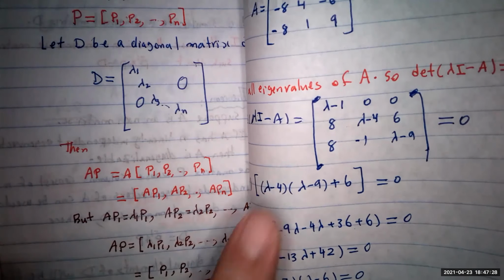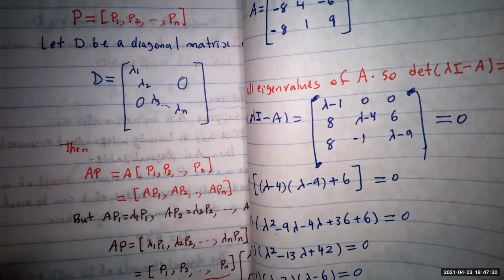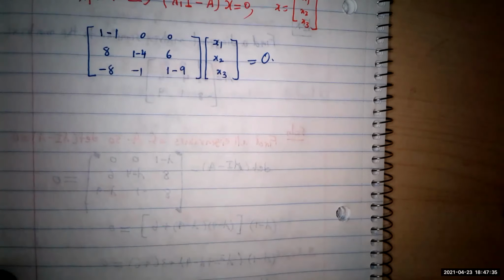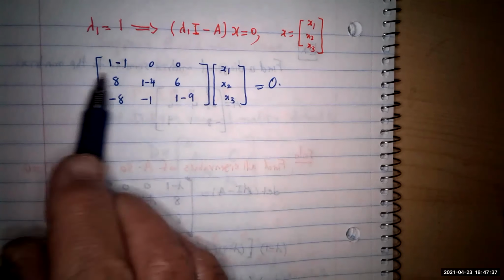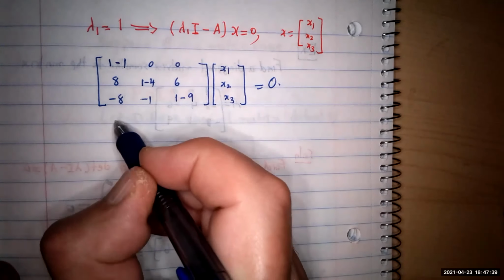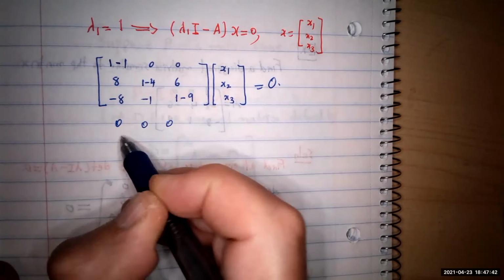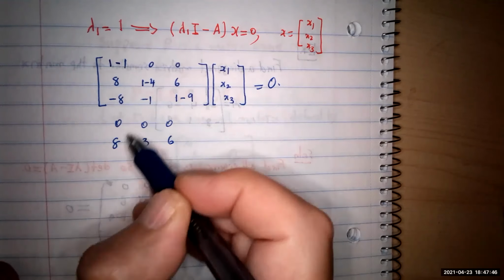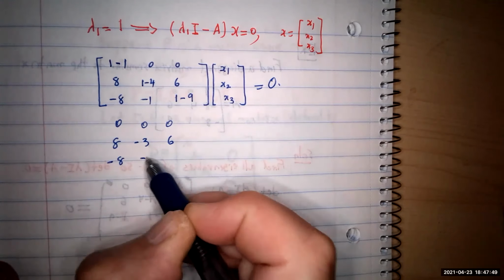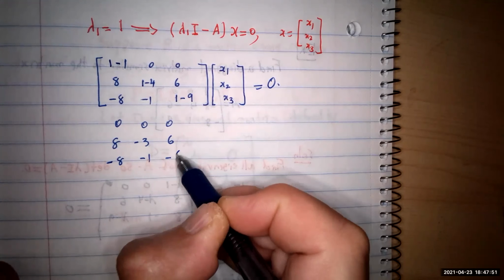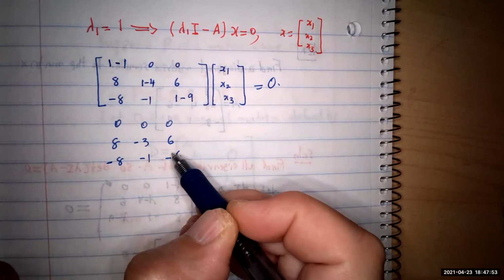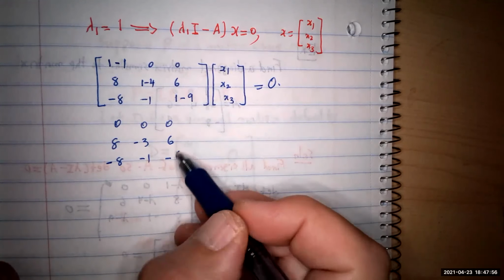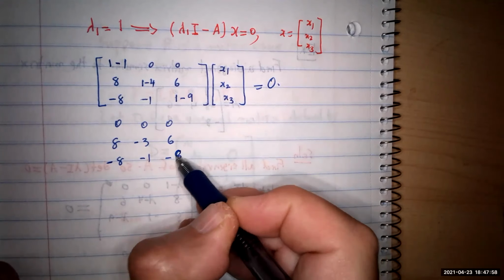Okay, remember where I put them? I put it here. It's easier to get this part. Okay, now we have to work. Let's simplify it first. If we simplify it, that would give us 0, 0, 0. And this is going to be 8, negative 3, 6. And this is going to be negative 8, negative 1, and negative 8.